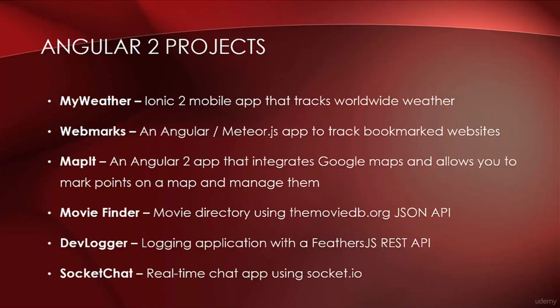Movie Finder will be a movie directory using the moviedb.org JSON API. Devlogger will be a simple logging application that uses Feathers.js and a RESTful API. And then Socket Chat will be a real-time chat application using Socket.io.